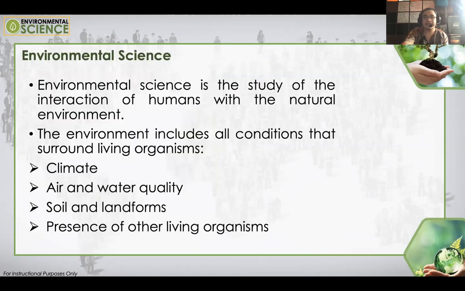Okay? So environmental science is a study of interactions of humans with natural environment. The environment includes all conditions surrounding a living organism such as climate, air, water quality, soil landform, and presence of other living organisms. So when we talk about studying the earth itself, ang tawag doon ay earth science. But if you're going to study the earth and at the same time the interaction of earth, the environment, and the human behavior, so that is called environmental science.